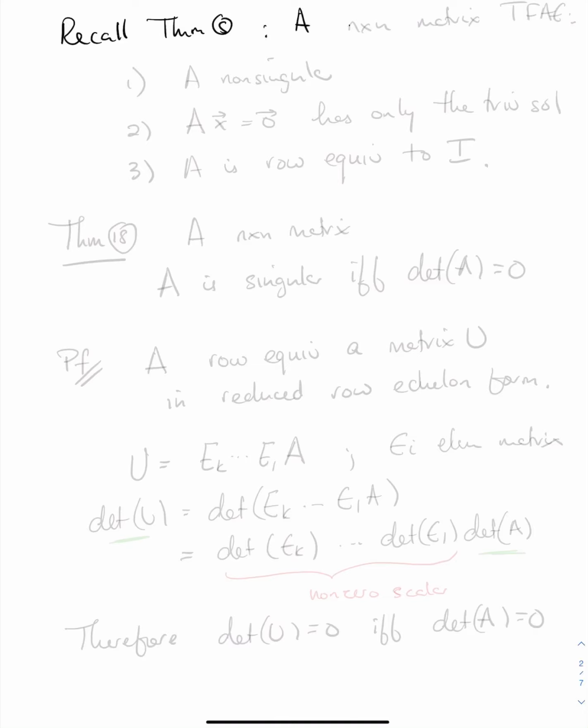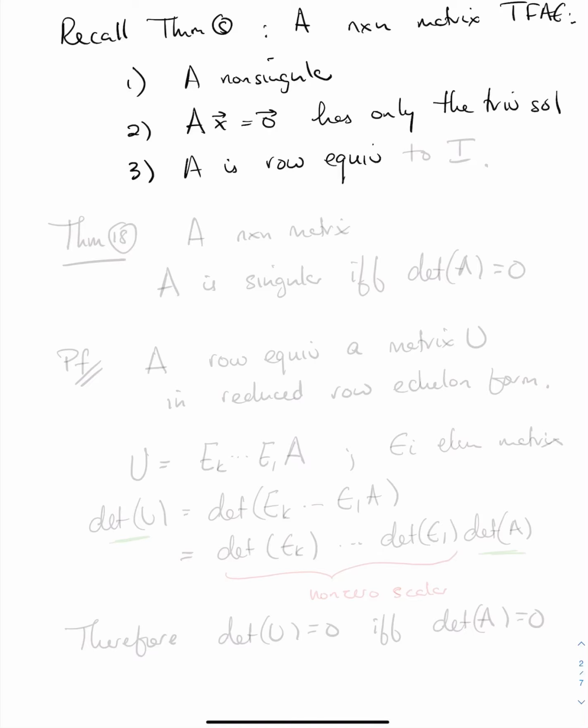If A is, of course, our n by n matrix, then the following are equivalent. 1, A is non-singular, as in A has an inverse. 2, the equation A times x is equal to the 0 vector has only the trivial solution. And 3, A is row equivalent to the n by n identity matrix.